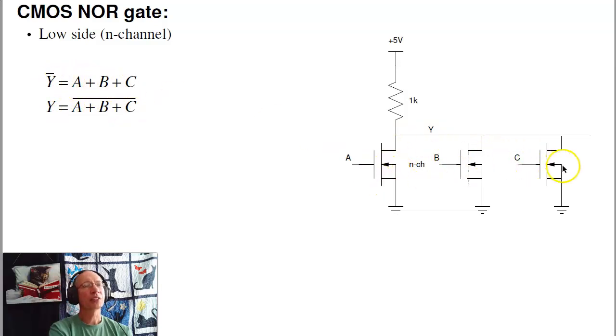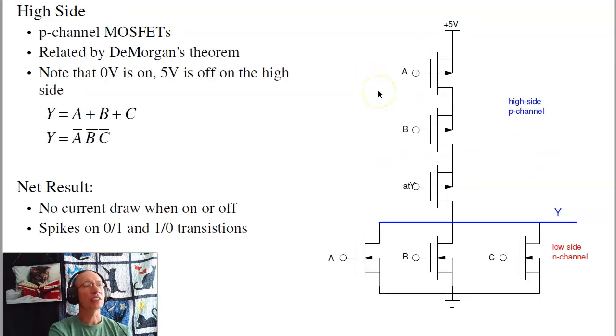If these MOSFETs are turned on, if any of them are turned on, Y is pulled low. So Y is false, Y bar, if A is true, or B is true, or C is true. I can do that on the high side. On the high side, I use De Morgan's theorem. If Y bar is A or B or C, Y is not A or B or C. Using De Morgan's theorem, it's A bar and B bar and C bar. On the high side, if this is true, these are turned on, Y is pulled high.